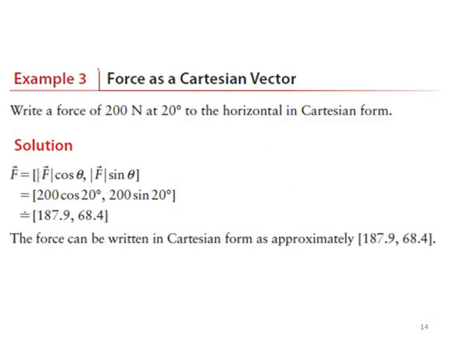Next example. Write a force of 200 Newton at 20 degrees to a horizontal in Cartesian form. So that's going to be simple. We have magnitude of force times cosine theta and magnitude of force times sine theta. So it's going to be 200 cosine 20 and 200 sine 20. 200 cosine 20 is 187.9, and 200 times sine 20 is going to be 68.4 Newton. So these are going to be the Cartesian form: 187.9 in x direction, 68.4 in y direction.